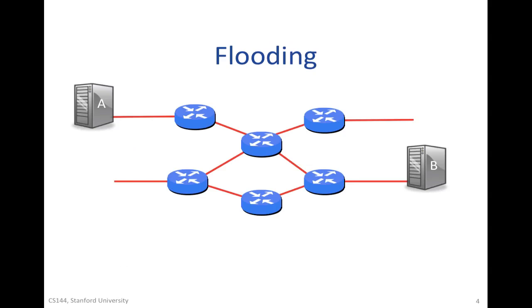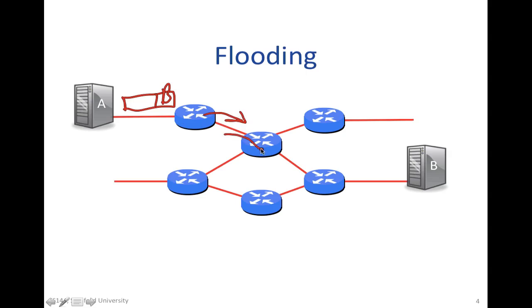Flooding is perhaps the simplest way to make sure at least one copy of a packet is delivered to every destination in the network, and therefore to the destination that it's wanting to go to. With flooding, each router is going to forward the packet to every interface. So if A is sending a packet to B, so it has B's address in it, when it reaches the first router, it's going to send it out of every interface except the one through which it arrived.